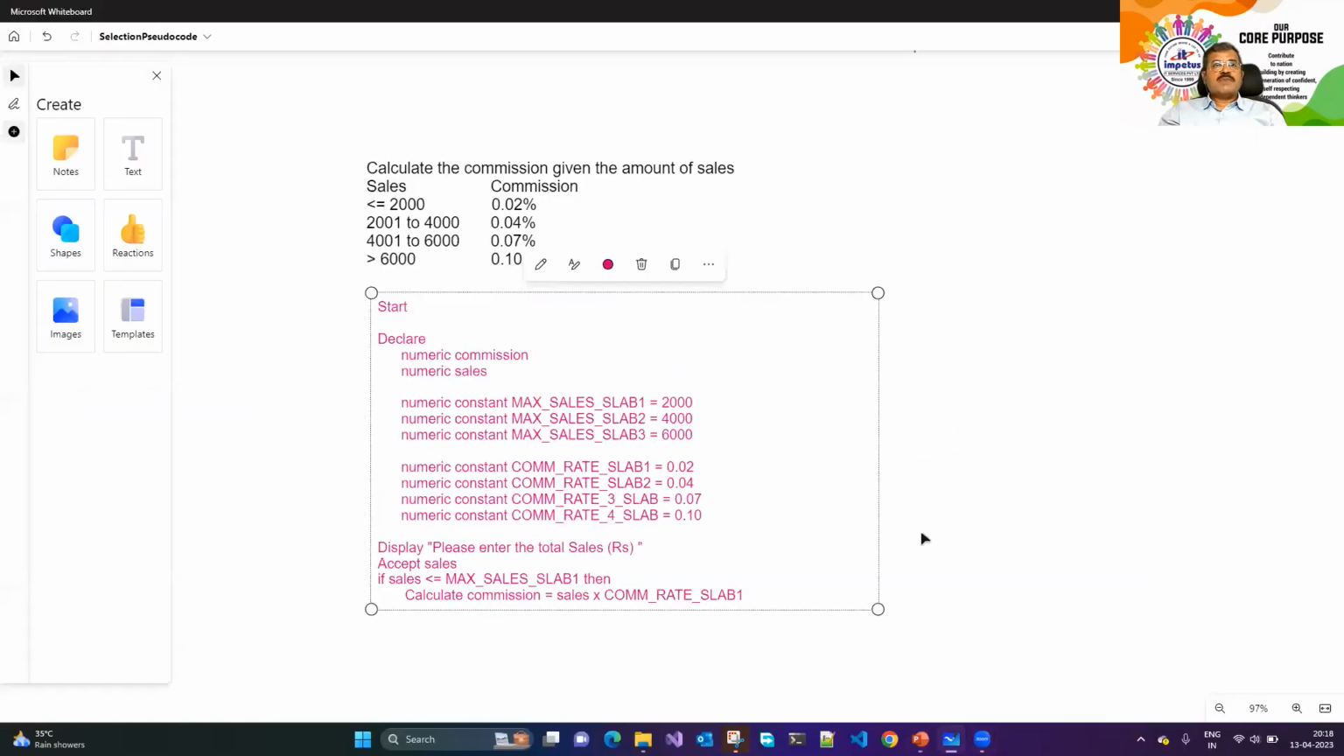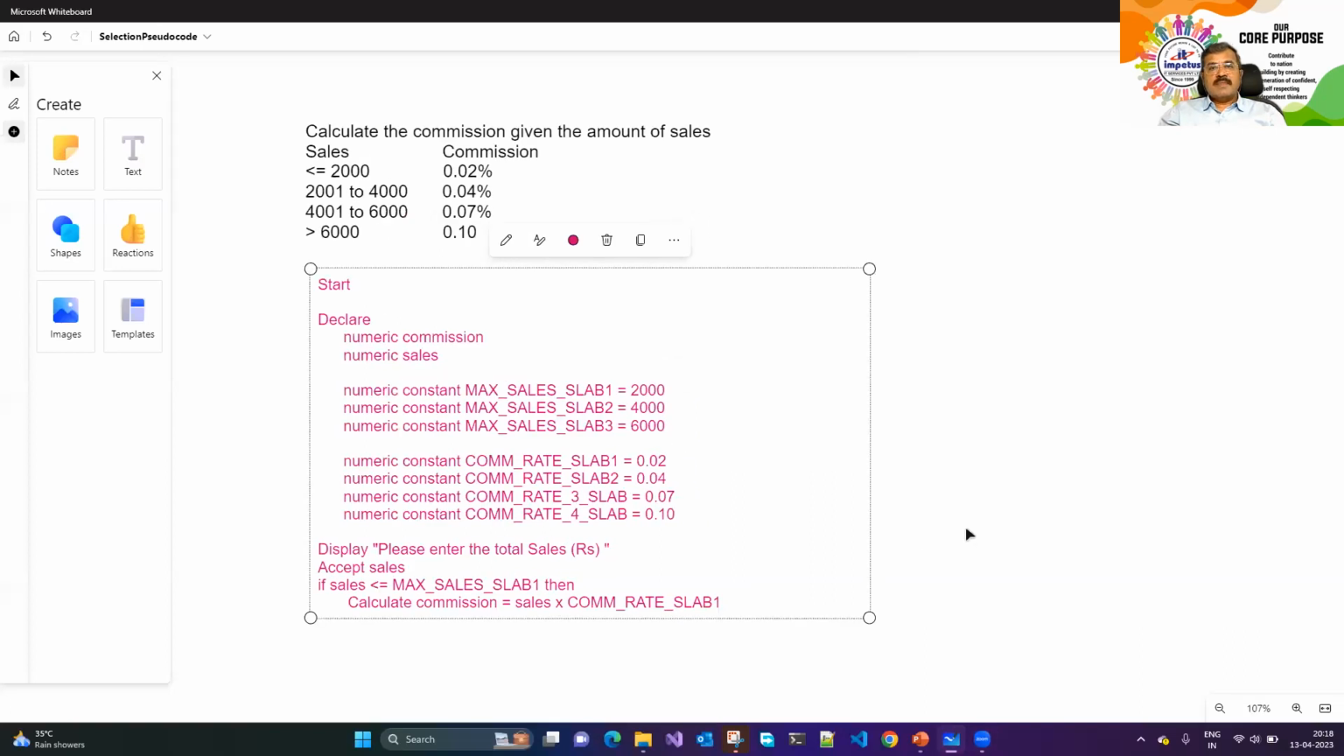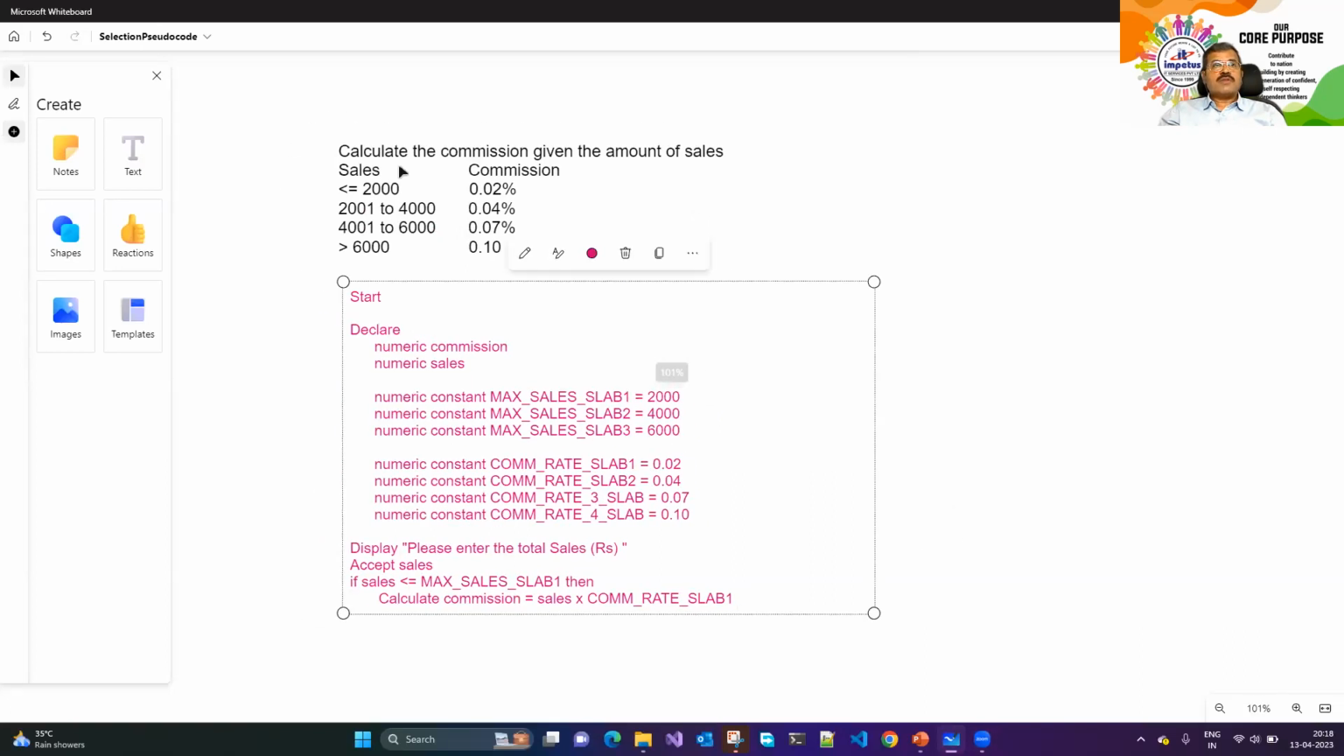I have written this particular solution partially. Watch it. The problem statement: calculate commission given the amount of sales and commission. Sales less than 2,000, so and so. 2,000 to 4,000, it is so and so. 4,001 to 6,000, it is so and so. Greater than 6,000 is so and so. So these are the commission rates that were given. So this was the problem statement.